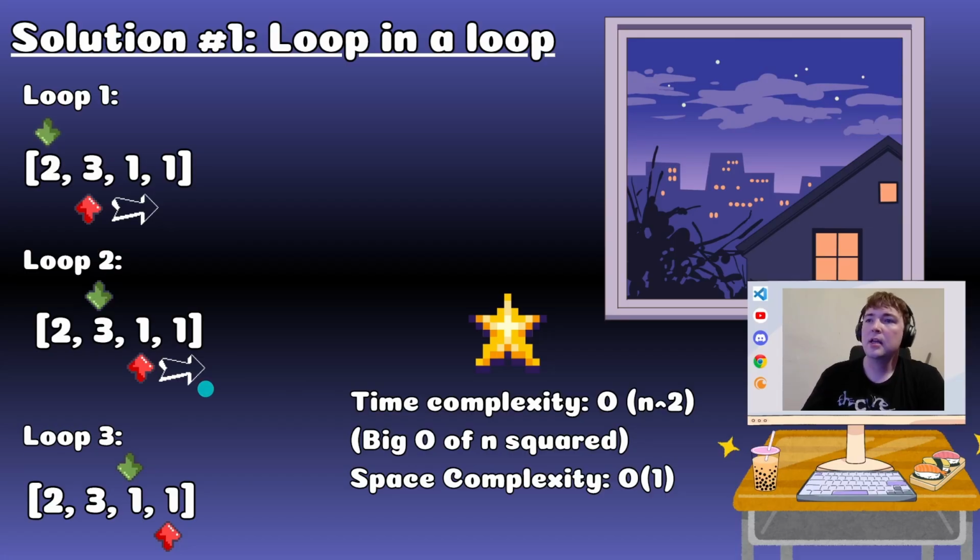So that will work, but that has a time complexity of big O of n squared, which honestly is not the worst, but not that great. Though it does have a really great space complexity of O of 1, because we're not making any extra space. We're just creating two pointers and moving them across the array.